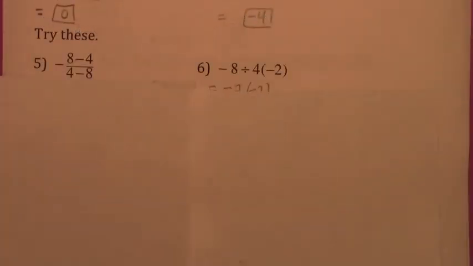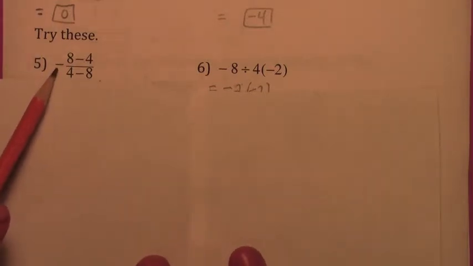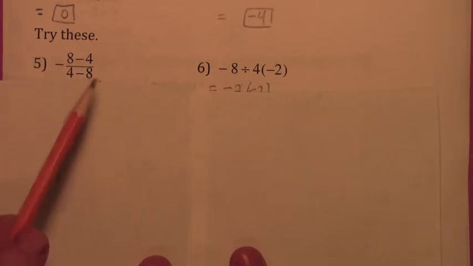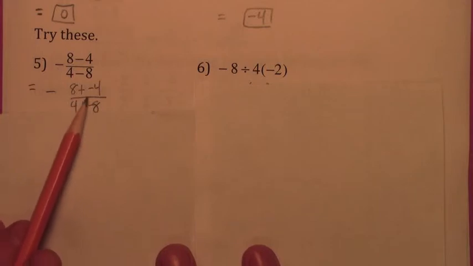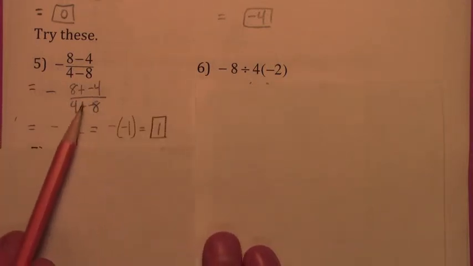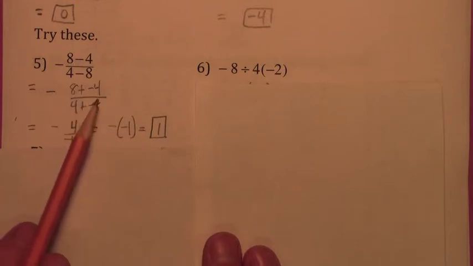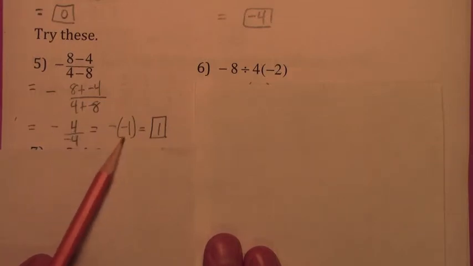Okay, some of these are kind of sneaky. On this first one, like I said, I'd suggest just leaving that negative sign out front and do that last. So when you change to additive form, on the top, 8 plus negative 4, 4 plus negative 8 on the bottom. And then when you simplify the top, let's see, 8 plus negative 4 is 4, 4 plus negative 8 is negative 4. So you get the opposite of 4 over negative 4. 4 over negative 4 is just negative 1, so it's the opposite of negative 1, which is 1.